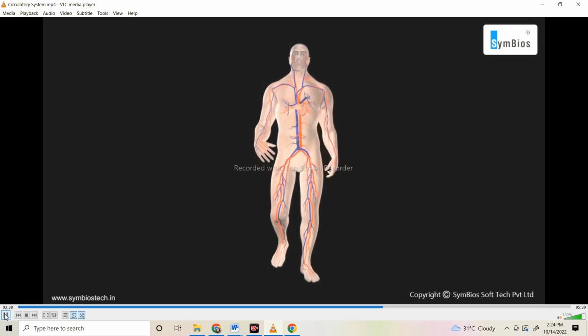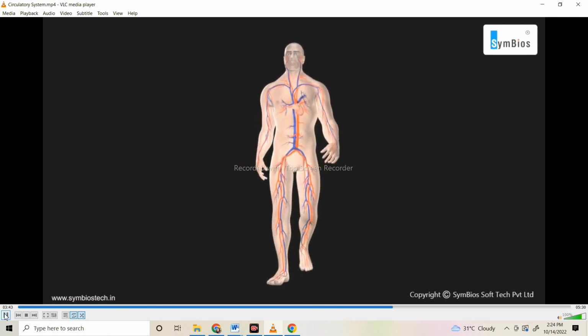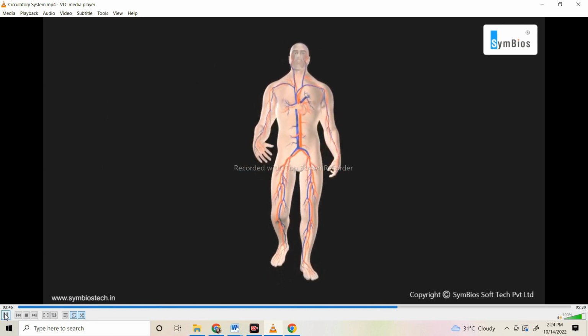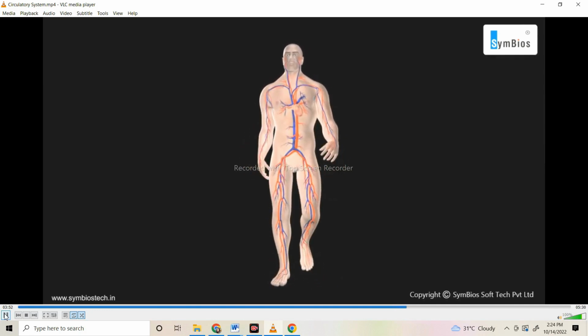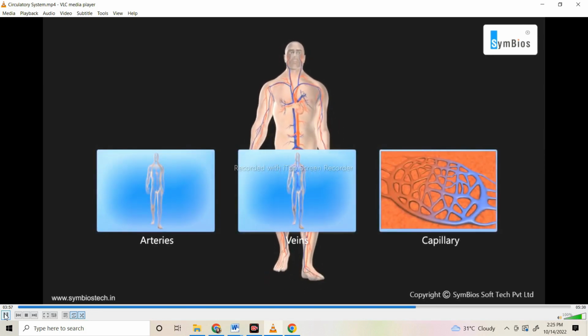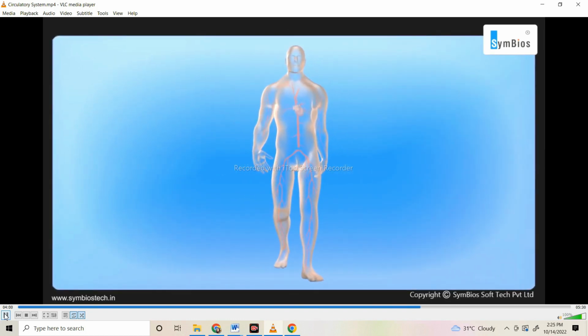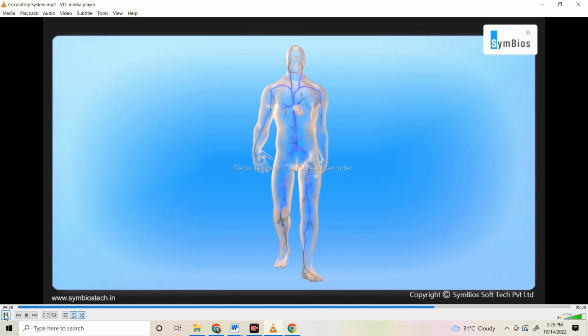Blood vessels are a series of tubes which are attached to the heart, and blood flows through these blood vessels in our body. There are 3 types of blood vessels: arteries, veins, and capillaries. Arteries are the blood vessels which carry oxygenated blood away from the heart. Veins carry blood from the organs back to the heart. In most cases, this blood is deoxygenated.